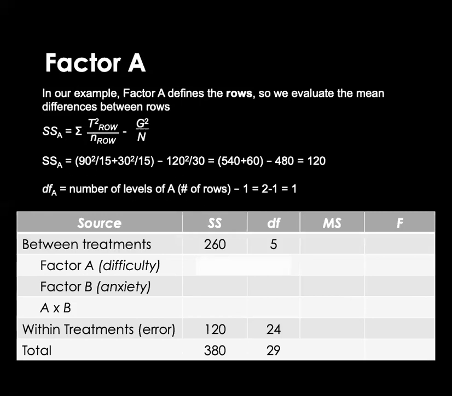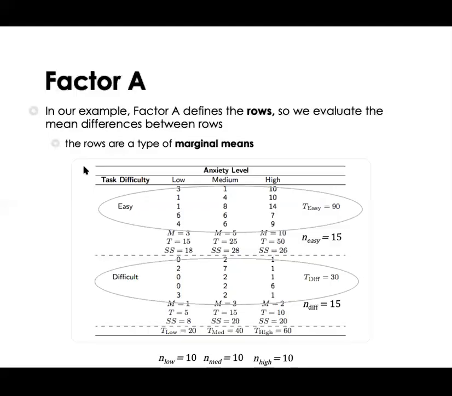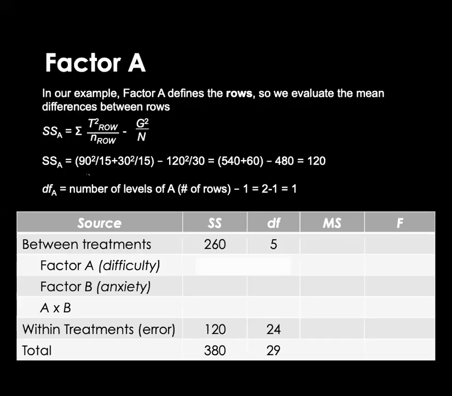So for sum of squares A, you're going to take the sum of T squared over n for each row, minus G squared over n. So T squared, if you look, for row 1 is 90 and the n is 15. So here we've got 90 squared over 15. And then here's T squared for the second row and n for the second row. We're going to add those together, minus G of 120 squared divided by 30. That equals, if you do the math, 120.